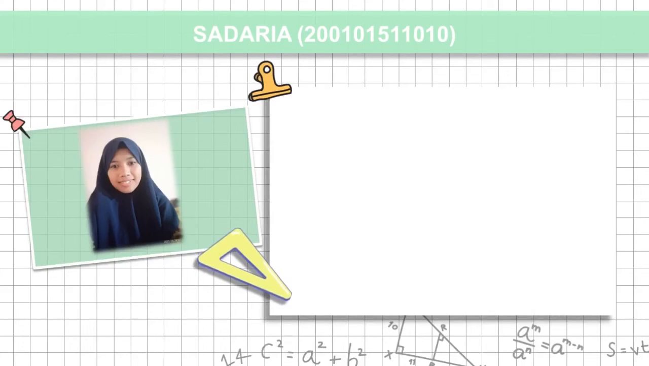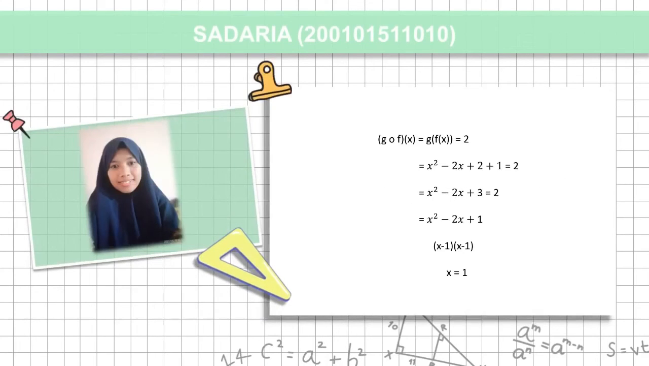Hello everybody, I am Sadaria. As speaker 6, I will explain exercise number 38, namely f(x) is equal to x² minus 2x plus 2 and g(x) is equal to x plus 1. Specify the value of x if g∘f(x) is equal to 2. Well, I will explain how it works.